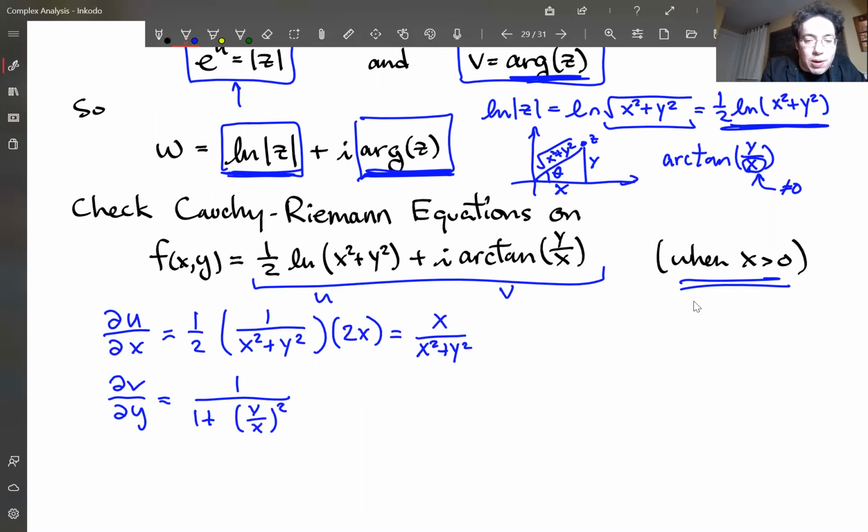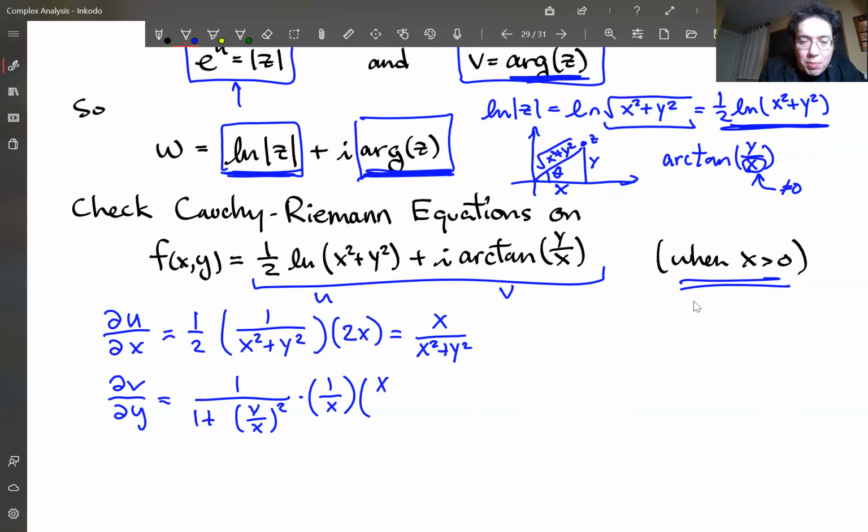That's the derivative of arctan. And by chain rule, I have to multiply by the derivative of the inside with respect to y. So the 1 over x part is just a constant, and the derivative of y is just 1. So I just have 1 over x here.